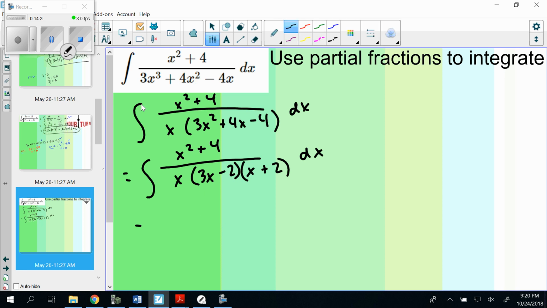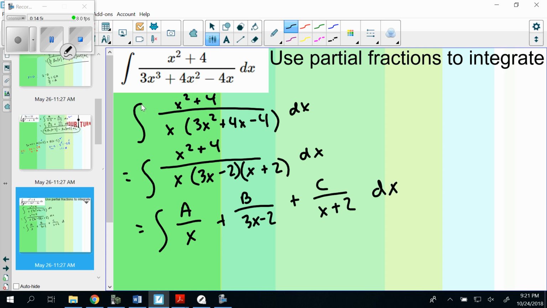Now this one, we're going to have, looks like, 3 of them on the bottom, and that can happen. So now what we got to figure out is, what would this equal? Here we'd have some term over x plus another term over 3x minus 2, and a third term here of x plus 2 if we split it up into partial fractions. Okay, but we know all that still would have to equal here our x squared plus 4.